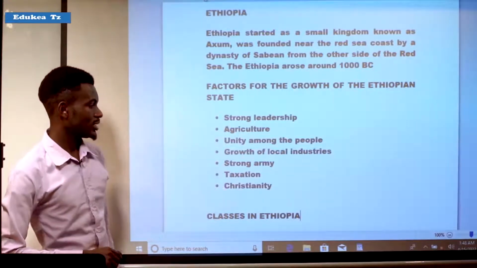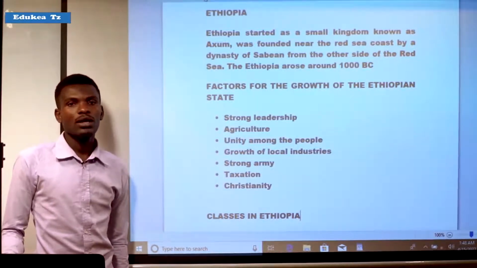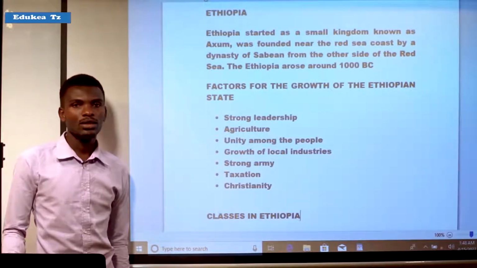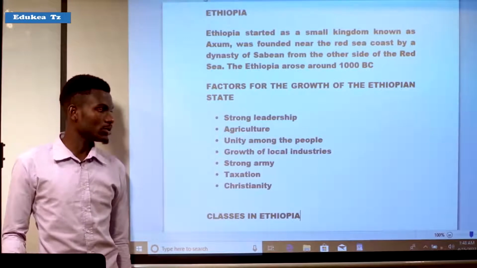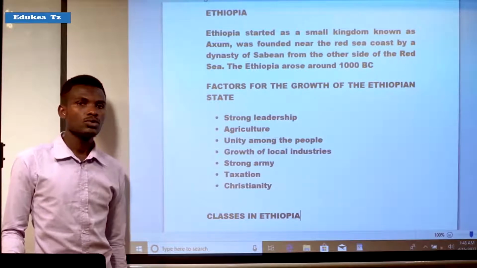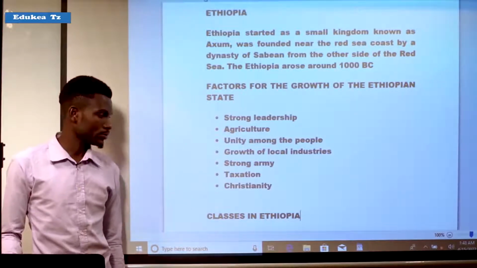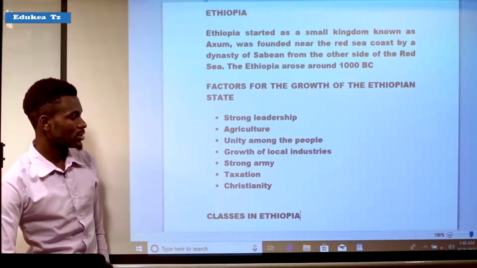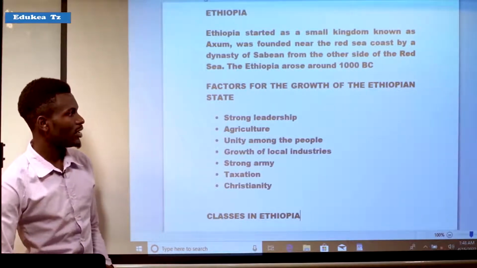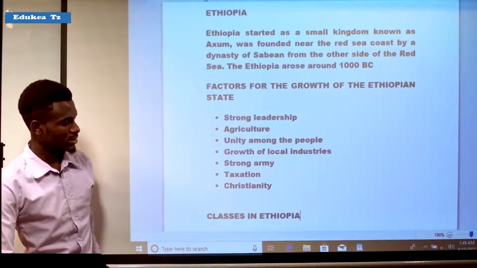Also, there was taxation. It means that any centralized kingdom introduced taxation in its area, so that the majority or the subjects of that kingdom would pay in order to ensure the development of different projects in the kingdom. And the last one was Christianity. It means that Christianity was another factor for the rise and growth of the Ethiopian state.